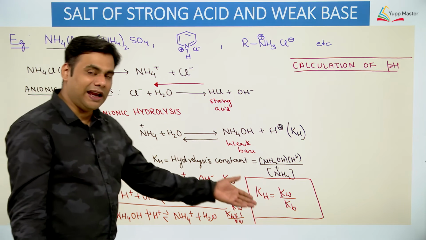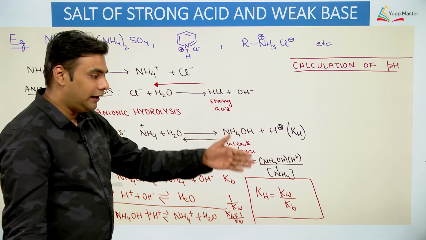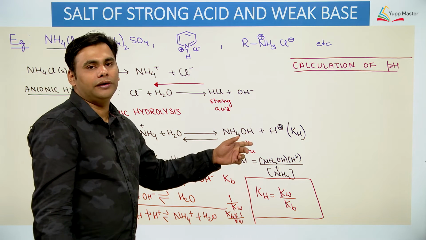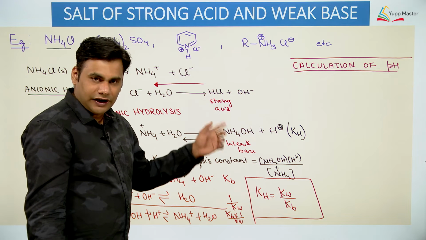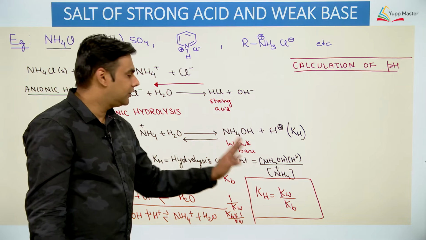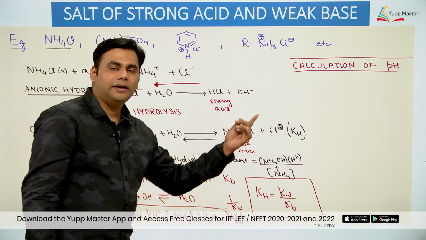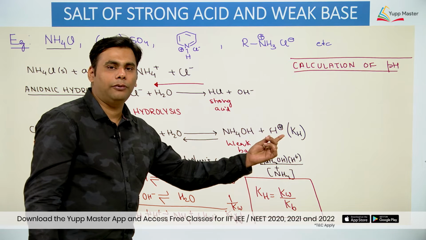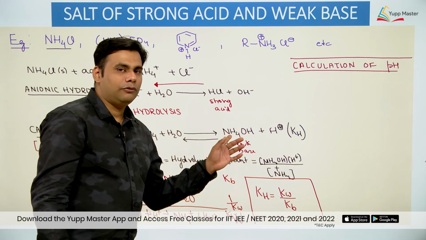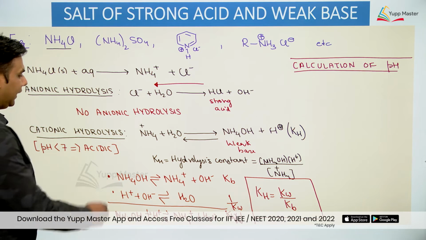Whenever you are writing KH, you can directly say that it is always Kw upon the quantity that is being formed in this, because in this base is formed, so that equilibrium constant will correspond to Kb. Suppose in the hydrolysis step, if there was a formation of acid, then the hydrolysis constant would have been Kw upon Ka, because there is a weak acid over there. So basically you can derive like this.